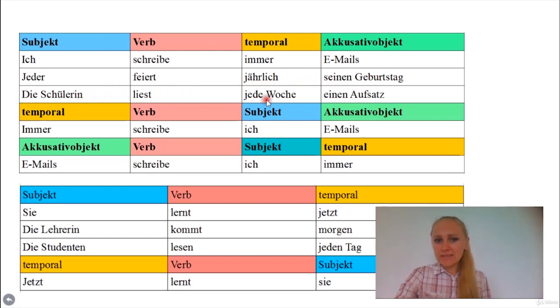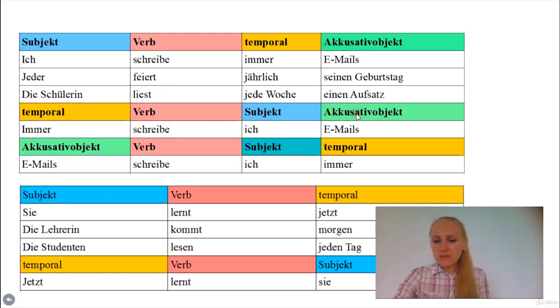Die Schülerin liest jede Woche einen Aufsatz. This female student, right? Because we have the article die and then we have the ending in, so it's the female student, reads an essay every week. Der Aufsatz is the essay. So if you want to stress the indication of time, you can put it again at the beginning. You see the second position is the verb, then comes the subject, and then comes the accusative object.